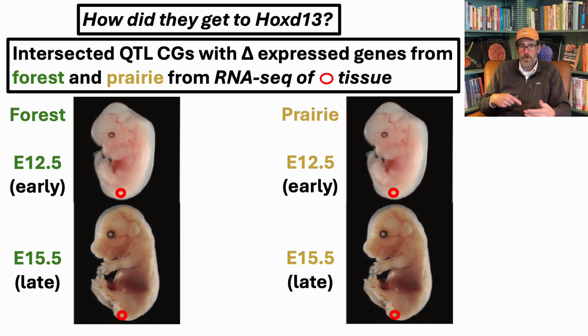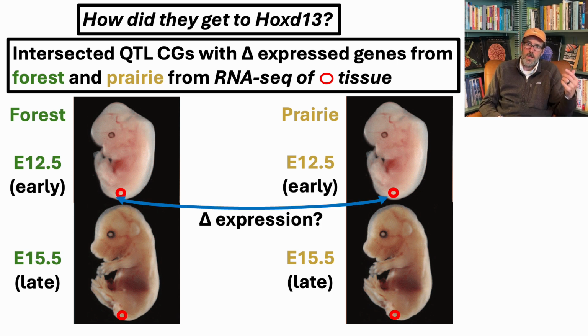You could compare between early and late, and they'll do that too, but really we're looking for this comparison between a change in expression from forest to prairie. That change would be a gene that we would be interested in, especially if it falls in one of those QTLs. So at E12.5 days, that is embryonic 12.5 days old, forest versus prairie, is there a change in expression? If there is, that makes that gene a stronger candidate for being a critical gene for tail development.